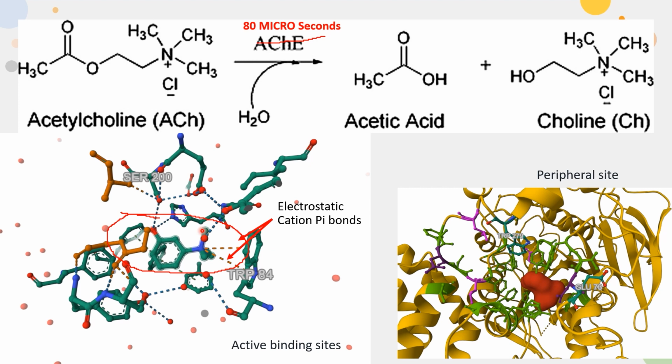Another site to mention is this peripheral site that has a positively charged side chain of glutamate around the entrance of the gorge and tryptophan for electrostatic pi interactions. For acetylcholine, this entrance is a transitional binding site which should guide acetylcholine deeper into the gorge, as mentioned before.